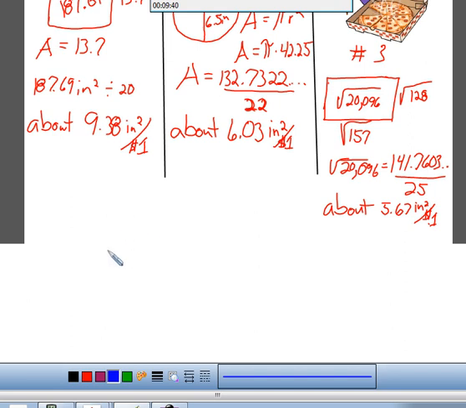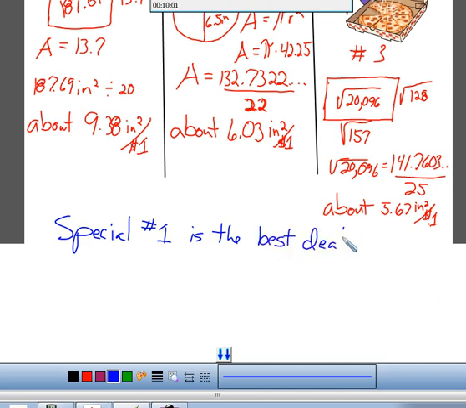So final thing we're going to do at the bottom, you should still have plenty of room because there's a lot of space here. Special number 1 is the best deal because it is more, all caps, so I'm yelling at you, square inches per dollar. You're getting more pizza for every buck you spend. Alright? Pretty heavy duty problem, so it's kind of a nice way to start this last lesson.